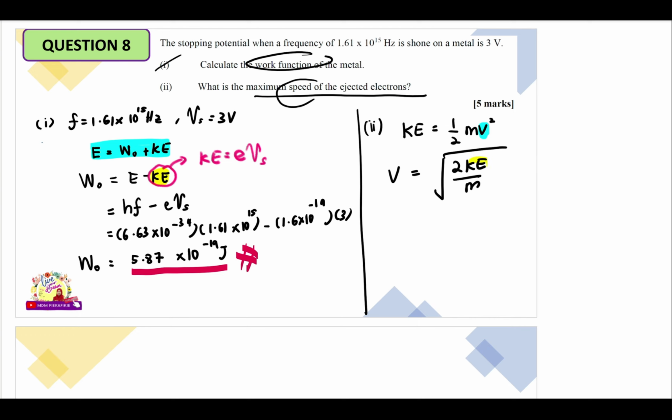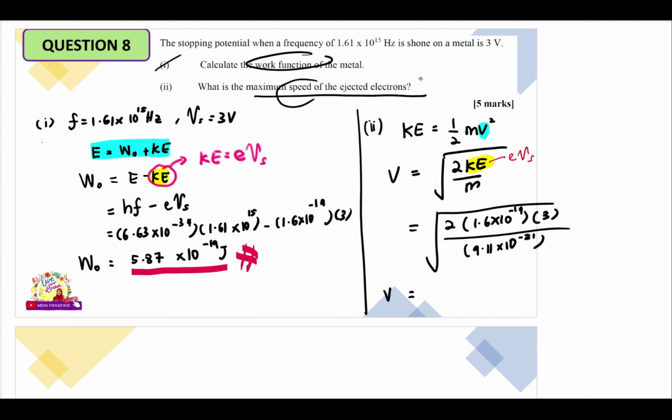But this time, how to calculate the kinetic energy? So tadi kita dah tahu dah, ini kita akan guna formula EVS. Okay, so masukkan sajalah nilai dia. 2 kinetic energy 1.6 exponent negative 19. Stopping voltage is 3. The mass of the electron is 9.11 exponent negative 31. Okay, so V should be 1.03 exponent 6 meter per second.